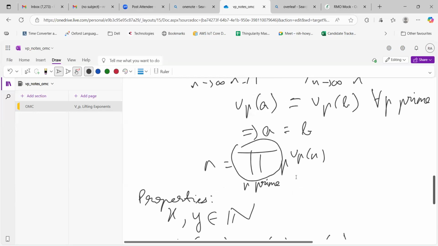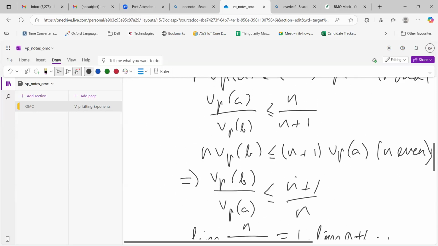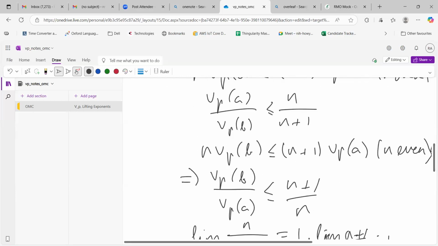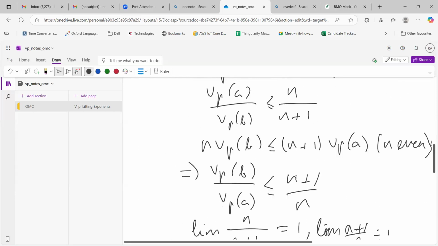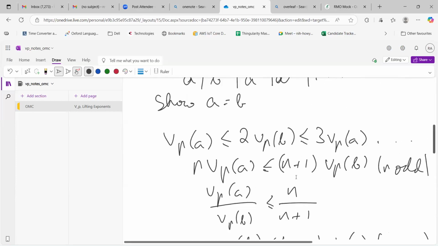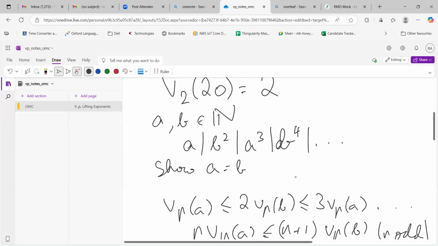That's the largest prime exponent in n. So essentially, VP of n would be the largest prime exponent dividing n. So it's the number at the top. And then we just solved a problem using VP, a very simple problem. So this is the problem. You can take a screenshot if you want and try to solve it later.